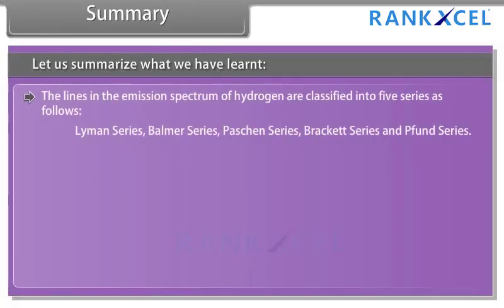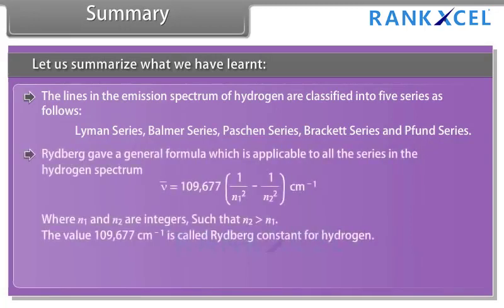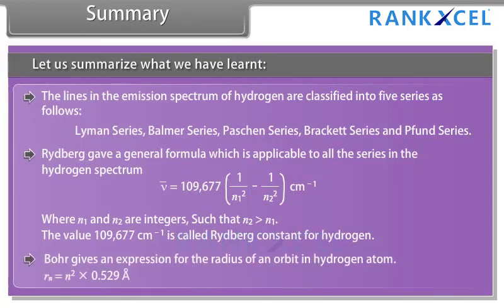The lines in the emission spectrum of hydrogen are classified into 5 series as follows: Lyman series, Balmer series, Paschen series, Brackett series and Pfund series. Rydberg gave a general formula which is applicable to all the series in the hydrogen spectrum. The value 109677 per centimeter is called Rydberg constant for hydrogen. Bohr gives an expression for the radius of an orbit in hydrogen atom. Rn = n² × 0.529 angstrom.